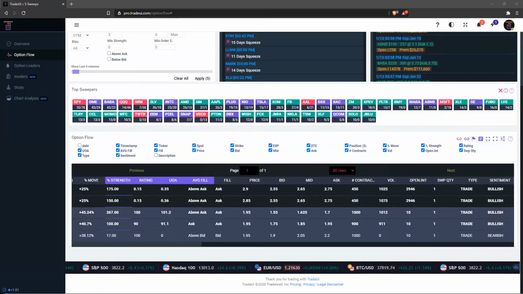Like Palantir, I was yapping about it for a while. When it was 10, when it was 11, when it dropped to 9, when it touched 8, nobody technically cared until it started going up again. And then I alerted a lot of stuff. I alerted GME. Some people scalped it earlier.